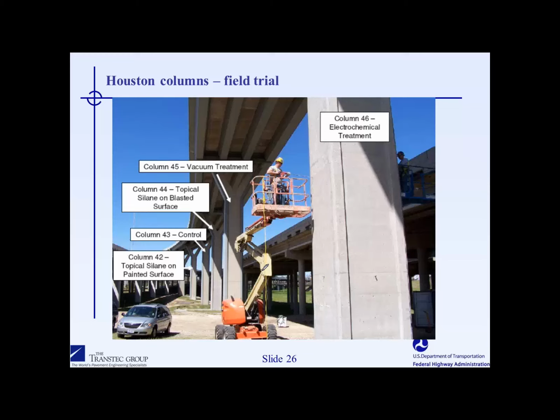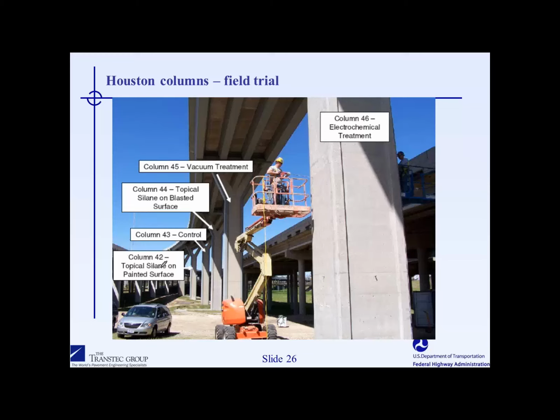And again, what we did in this case is we brought in contractors who have long experience with both vacuum treatment as well as electrochemical treatment, which I'll describe in a little bit more detail. Within this trial, I won't discuss it today, but we also included the application of silane. In the study, we looked at silane both on a sandblasted surface to remove the surface paint, as well as the application of silane on a painted surface.